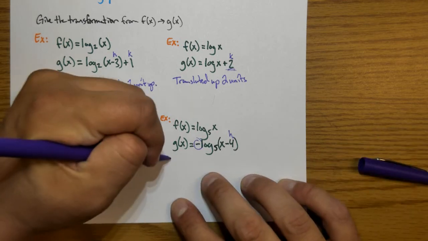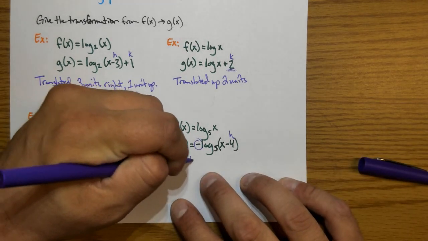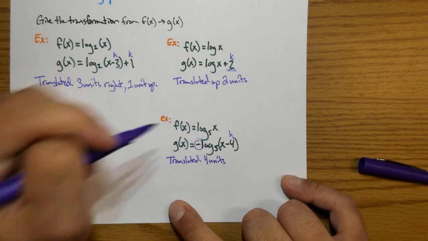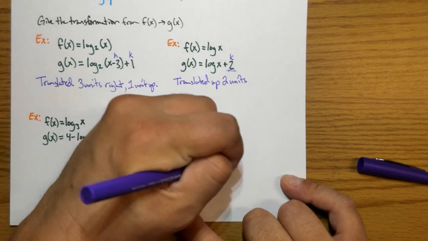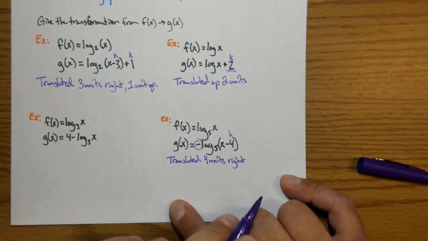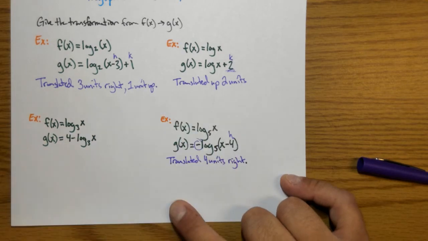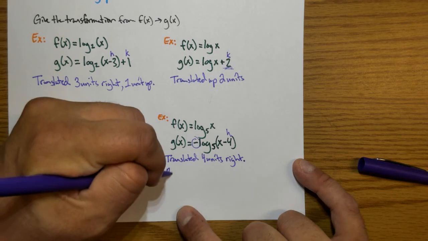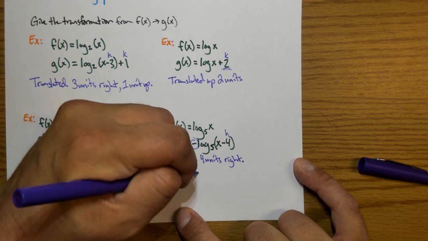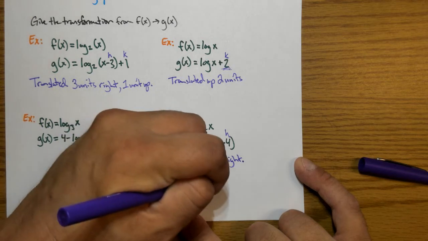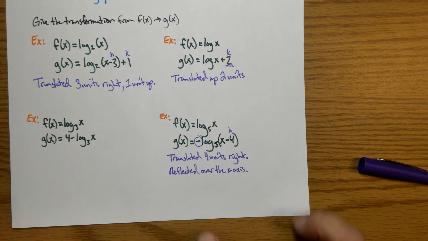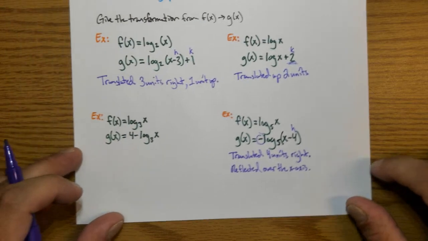So we can say it's translated 4 units right, because it's the opposite sign. It's not translated any units up or down because there's no k. And it's also reflected over the x-axis. So we do need to mention that. So those are the 2 things that are going on with that one. Okay, we have one more example here.